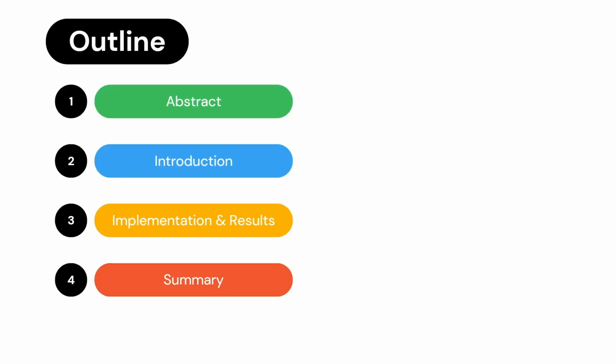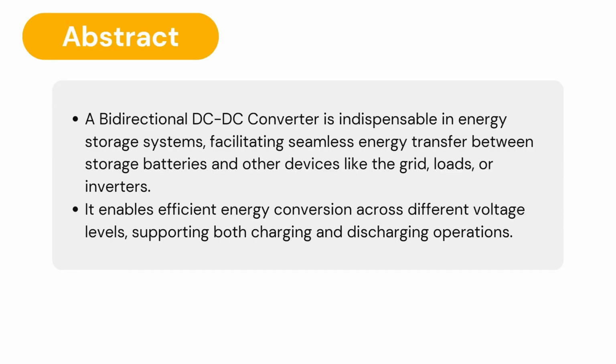To start with, we have four outlines here. The first one, the abstract. The second one is the introduction, and next the implementation, the results. And last one, we'll explain about the summary. Okay, start with this abstract.